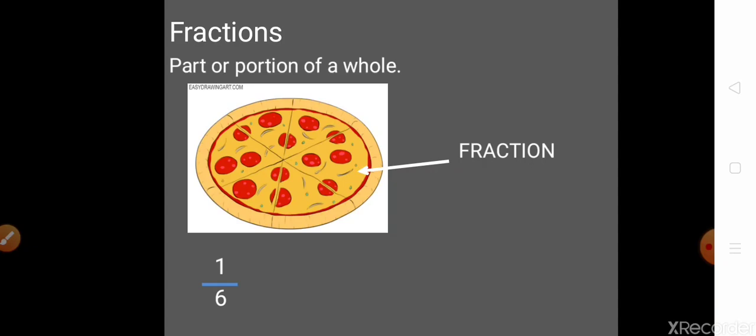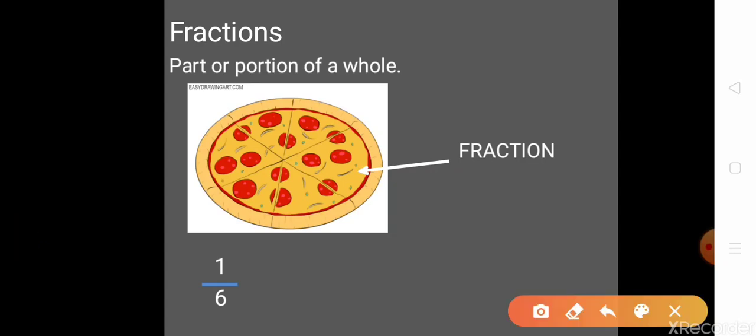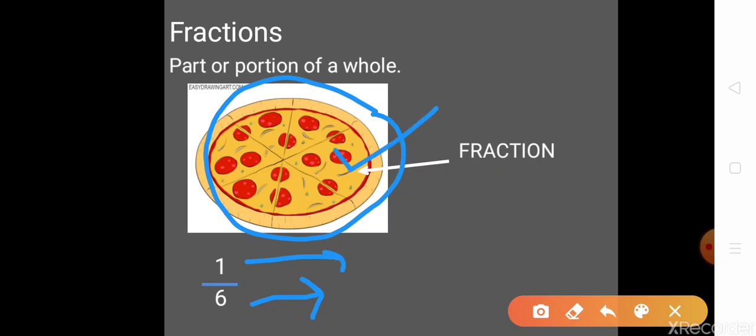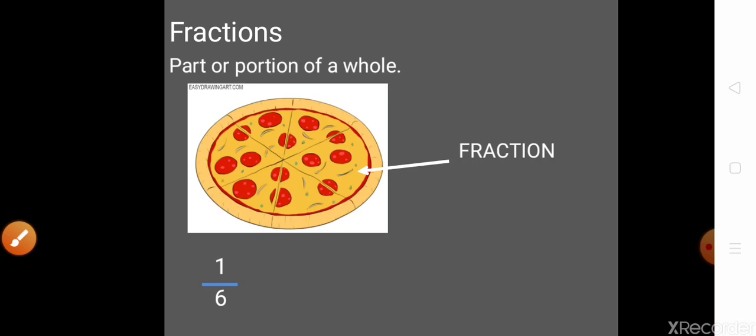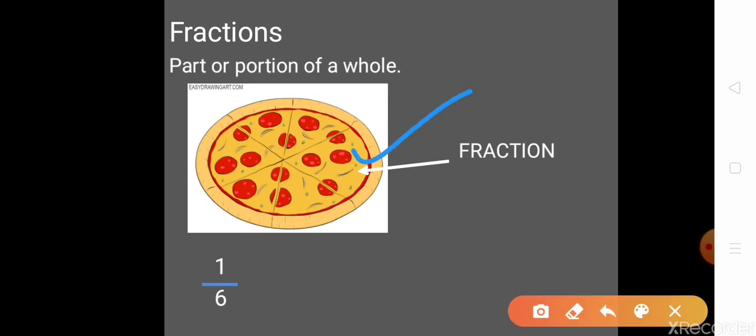1 by 6. Now, the number 6 here denotes the total number of parts or portions of the pizza, and 1 represents particularly one part, or say piece of pizza that I'm talking about. Alright, so if we have to represent one particular piece, then this is how we are going to do it mathematically. And this is an example of your fraction.